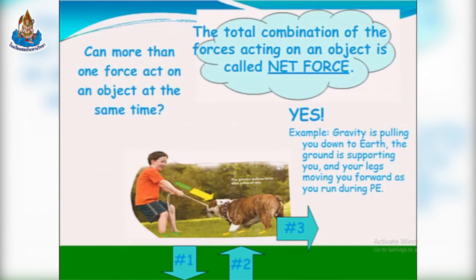So the total combination of the forces acting on an object is what we call net force. So is it possible that there will be more than one force acting on an object at the same time? The answer is yes. So if you can see it in the picture, the boy is pulling the dog.